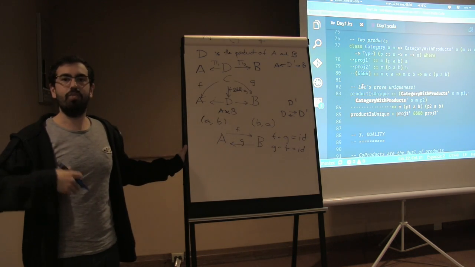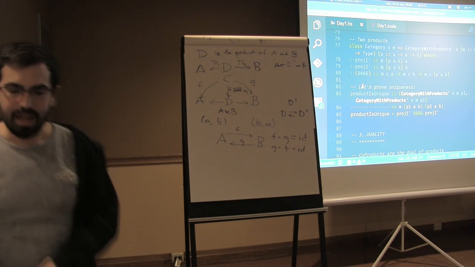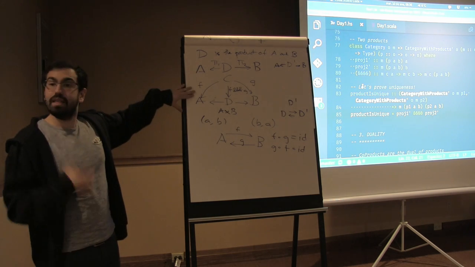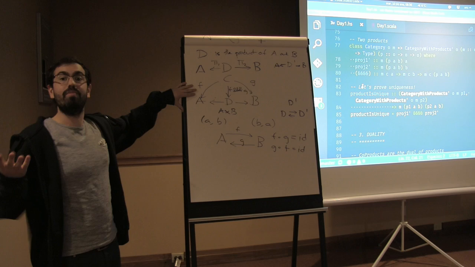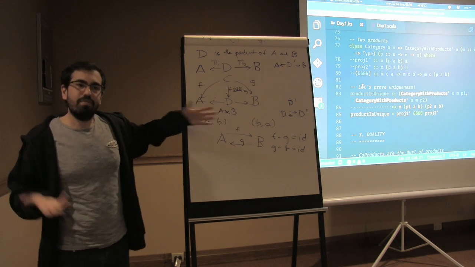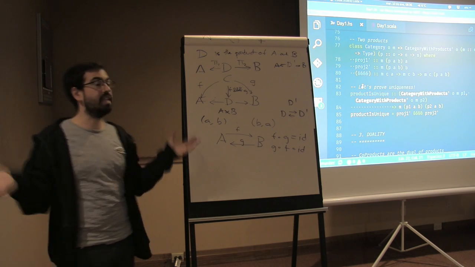So you don't have to prove products are unique because they are already proven for everything. And so again, this is actually giving us a lot of information, because in Haskell, products are this usual pair thing, but in other categories these are completely different stuff.